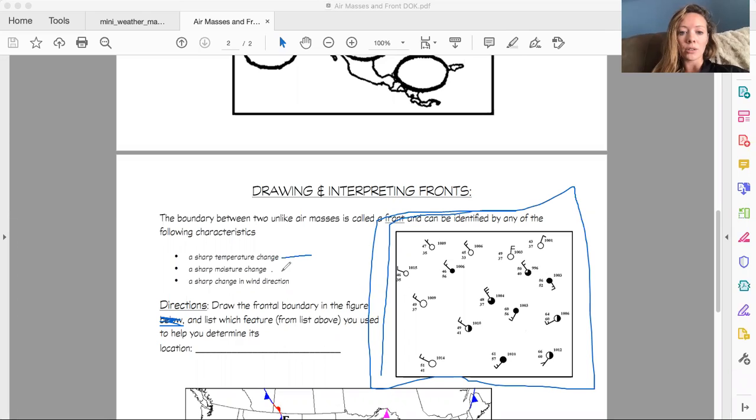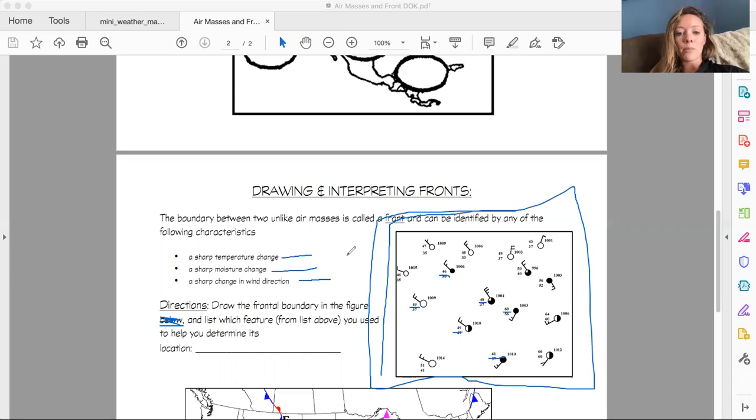They look at temperature, they look at moisture, and they look at wind direction. They look at a lot more. I'm only asking you to look at these 3. So you look at these station models. So you got some temperatures in here, 46, 49, 48, 49, 60, 61. So there's a big change right in around this area. Okay, so something to keep in mind.